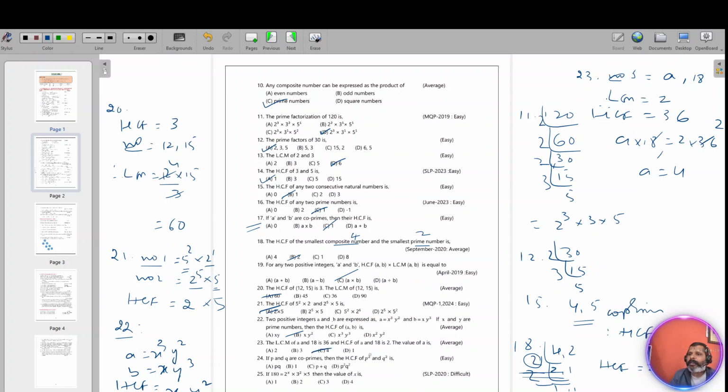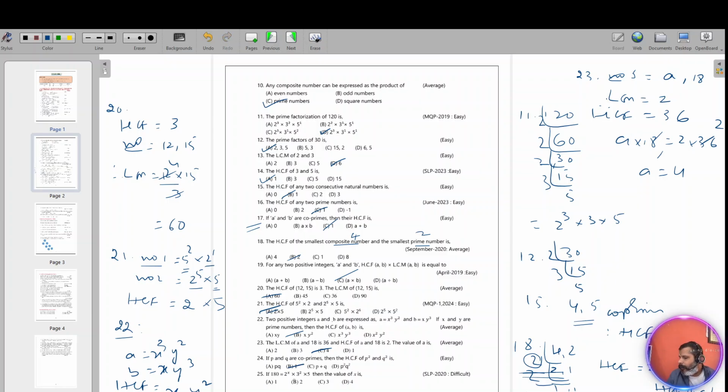If P and Q are co-primes, what is the HCF of P square and Q square? P and Q are co-primes means their HCF will be 1. For all these kinds of questions, take an example. Let P be 2 and Q be 3. So P square is 4, Q square is 9. Therefore, the HCF of 4 and 9 is always 1. If the HCF of co-primes is 1, then the HCF of their squares is also 1. Clear?